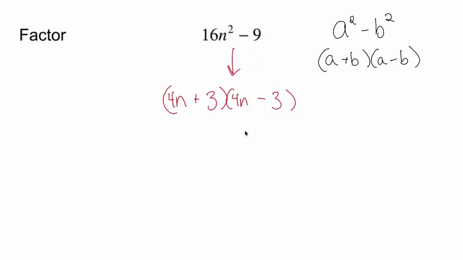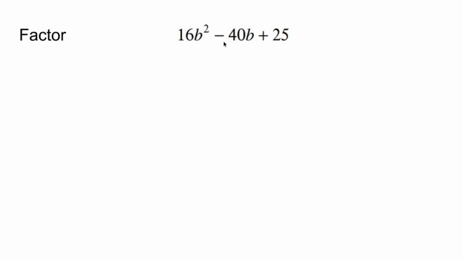And 3. So that's how you factor a difference of squares. And again, you are looking for something minus something where both of those things are squares, which is why it's called a difference of squares. Doesn't that make sense? Factor 16b squared minus 40b plus 25.